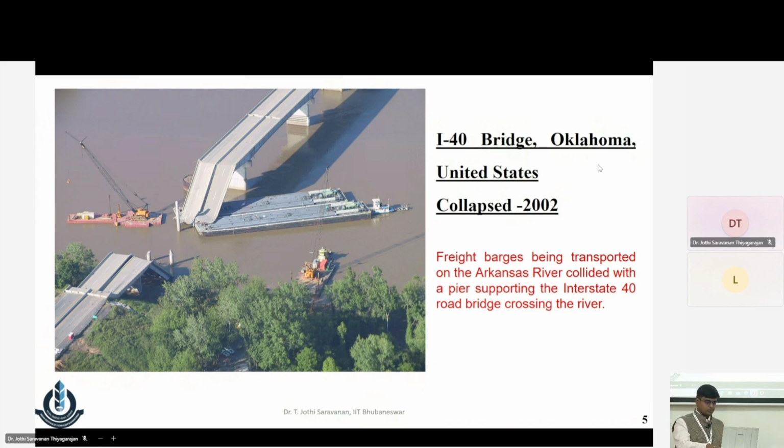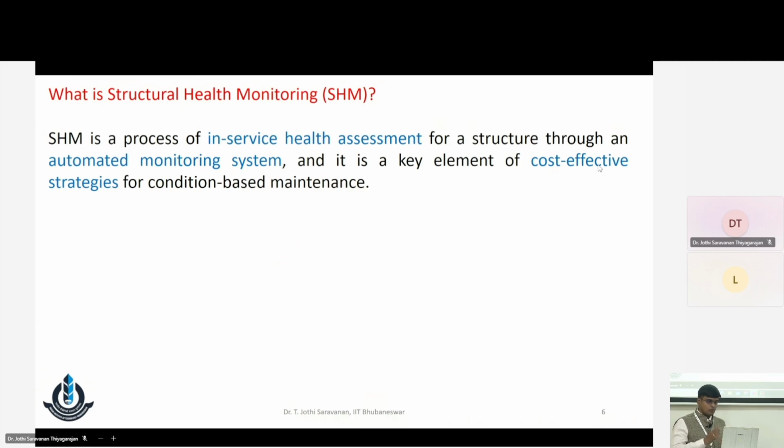Of course, for health monitoring there are various definitions. Basically, I feel health monitoring is a process for in-service health assessment. What do you mean by in-service? Something where the structure is in use, through an automated monitoring system, where advanced technologies can be added. There should always be a cost-effective strategy, because I am not able to spend too much money just for monitoring purposes. No one is interested in monitoring unless you have a problem.